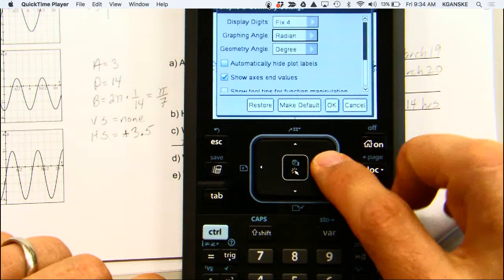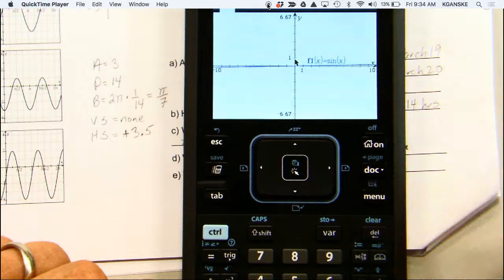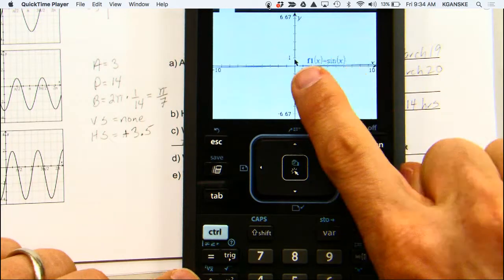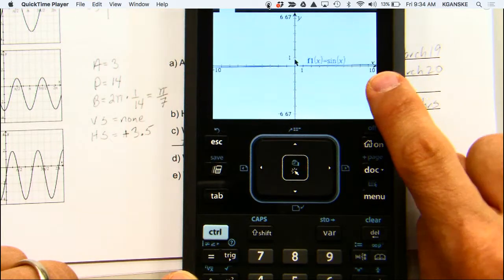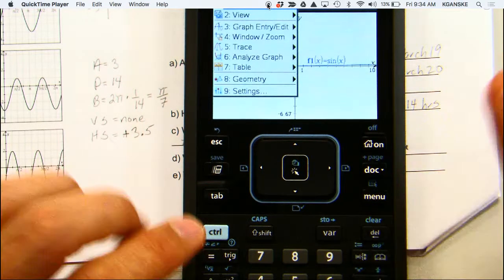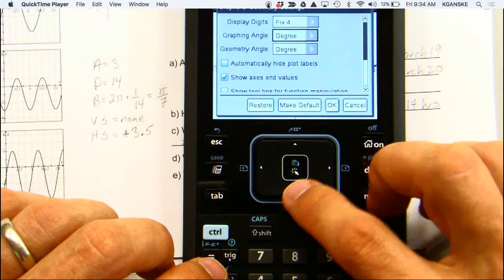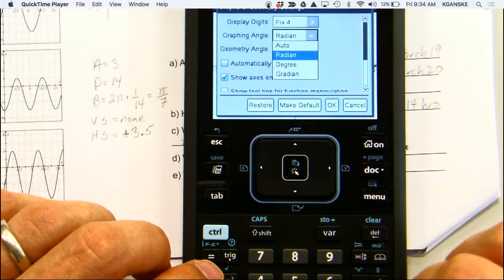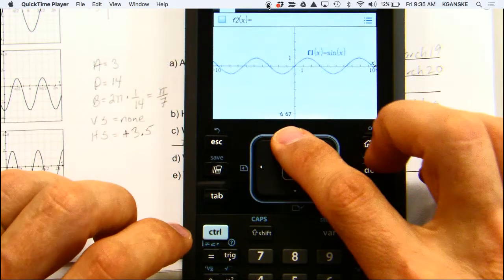If you were in the wrong mode, it would look like this. You'd put sine x in and you'd get a line, because it's trying to graph sine over 360 degrees. So up to 10 is a really, really small angle, and you're only seeing the very beginning part of sine there. So if your graph looks weird, make sure you go check the settings, and that's probably what's going on.